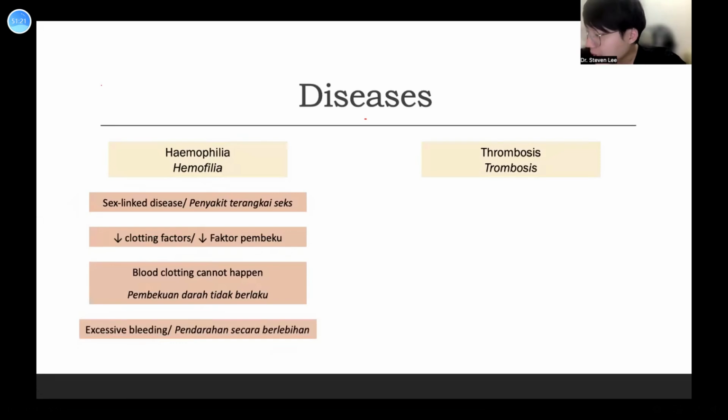Back to the question. If someone with hemophilia is now bleeding, what can you do? Ada seorang hemophilia sekarang dia tengah berdarah. Dia dalam badan dia tak ada faktor pembeku. So what do you want to do? Wrap the wound, is it enough? You wrap the wound, they will still continue to bleed. So what do you want to do?